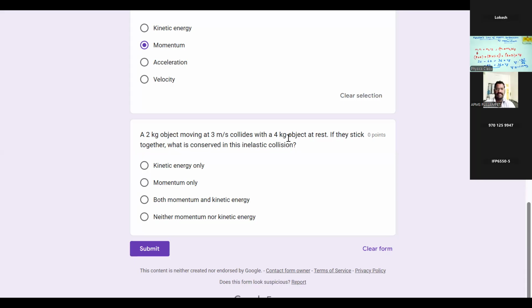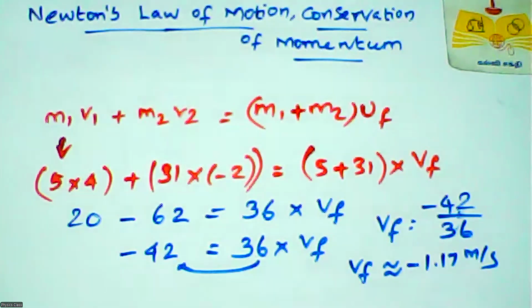But in the case of an inelastic collision, energy is lost. So that means total kinetic energy is not conserved. So what is conserved in an inelastic collision? Only momentum. Yes, great responses. Very good. B, yes, correct. Clear? Okay, excellent work.